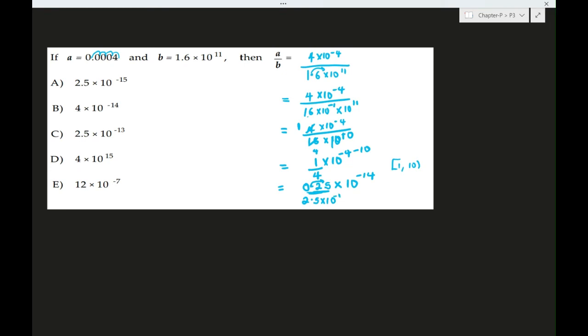Now, if you go 2 times, it will be 25 times 10 raised to the power minus 2. But we don't go to 25, it will be more than 10. So we stop here. And now this is times 10 raised to the power minus 14. So this is just 2.5 times 10 to the minus 1 minus 14, which gives us minus 15. And we're done.